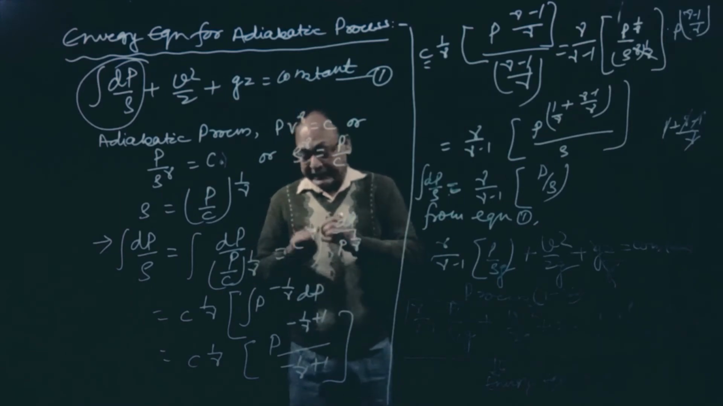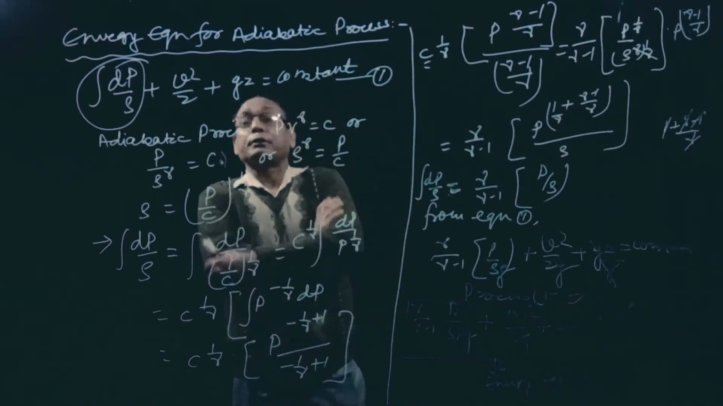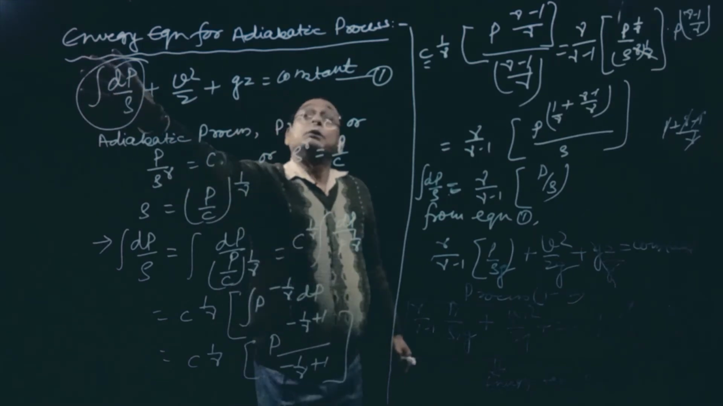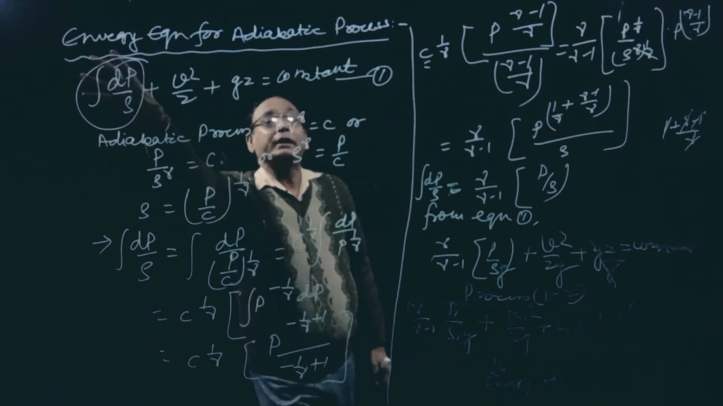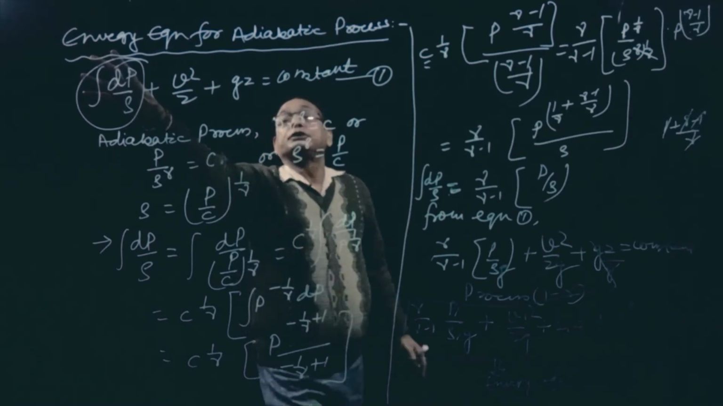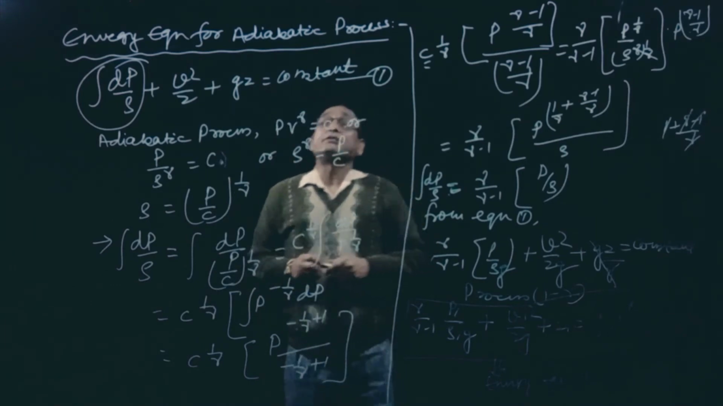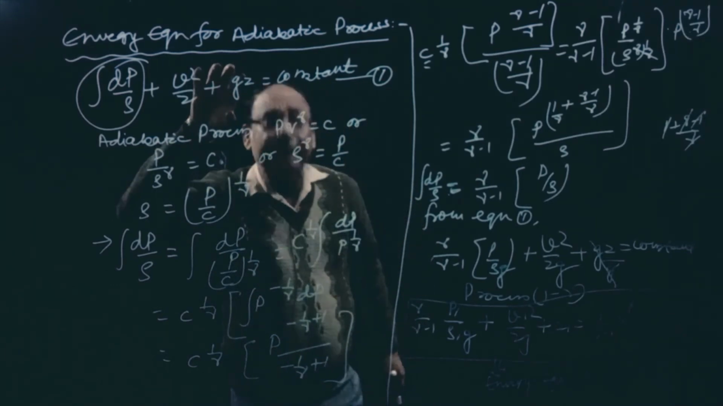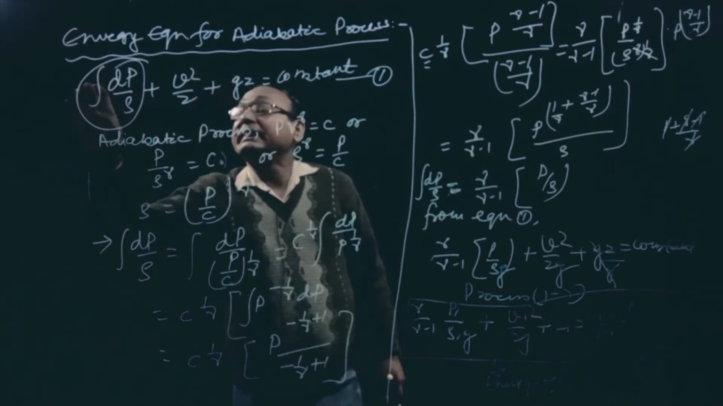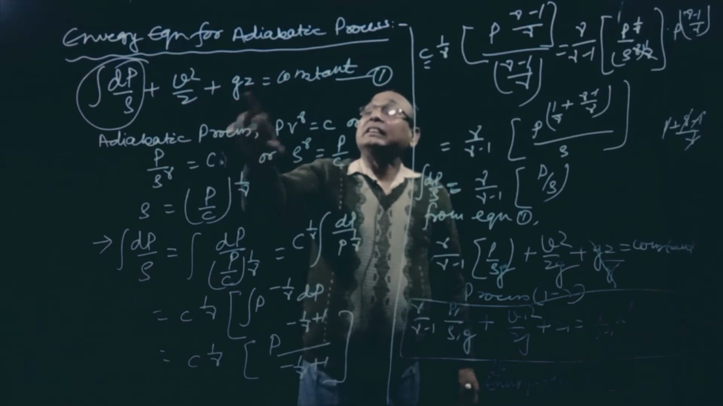So as I told you, this energy equation will be different for different processes. In the last class, we derived the energy equation for the isothermal process, that is PV to the power 1, PV equal to C. In this class, we have derived the energy equation for adiabatic process. So let us write the Euler equation. The same Euler equation will be there, that is integration of dp by rho plus v square by 2 plus g z is equal to constant.